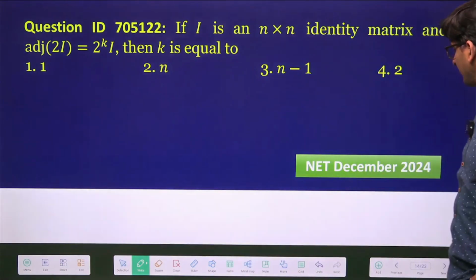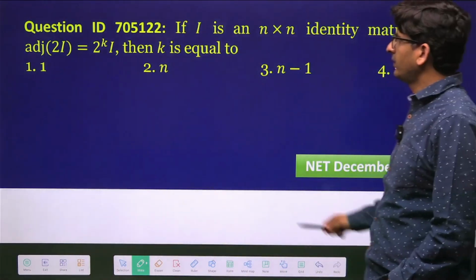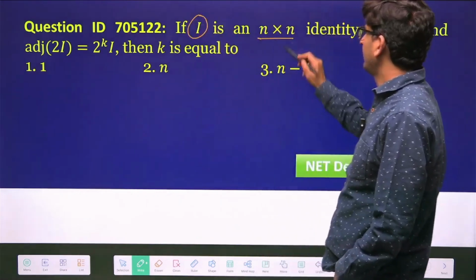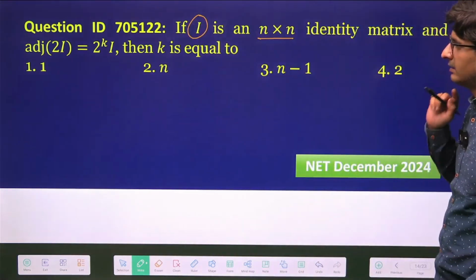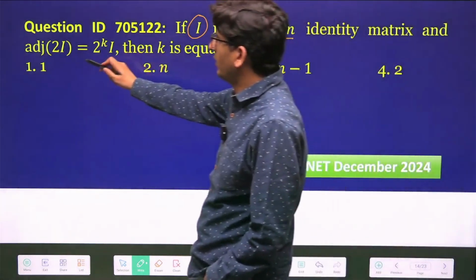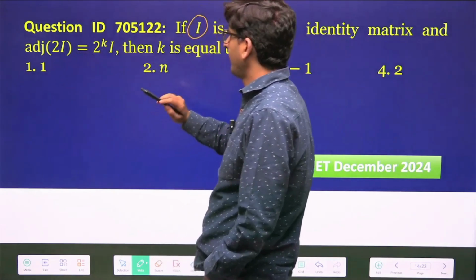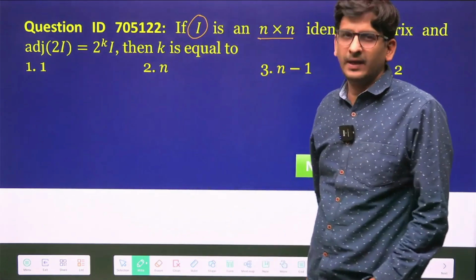So this is a question from NET December 2024. Here I is an n cross n identity matrix, and they have asked about the adjoint of 2I, which is equal to 2 to the power k I. What is the value of k?